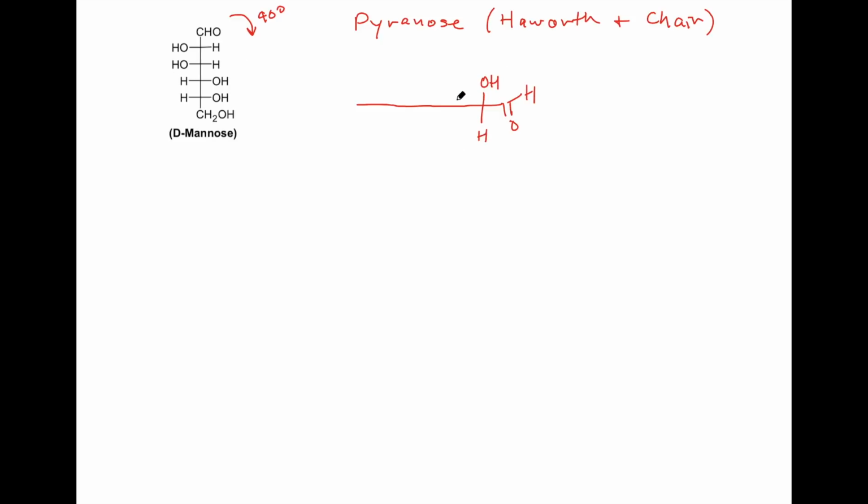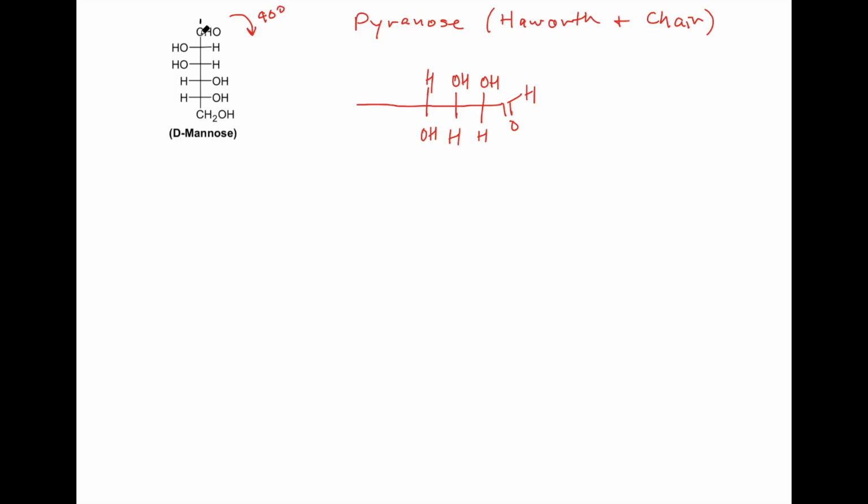This other OH is also going to be up due to the rotation 90 degrees to the right. This OH is going to be down. The hydrogen would be up. And this last carbon we'll have to talk about because there's a little trick you have to use.